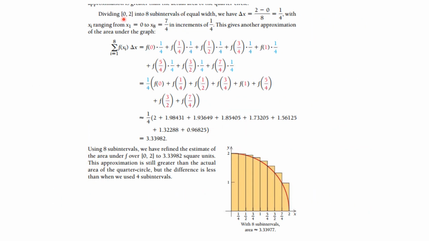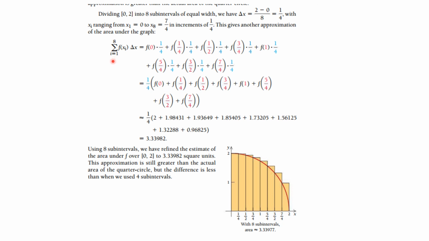Let's increase the number of subintervals. This time, let's slice the interval from 0 to 2 into 8 subintervals of equal width. Then delta x is equal to 2 minus 0 divided by 8, or 1/4. You see we're making these intervals smaller. And so then we're going to have these endpoints here. It's going to go 0, 1/4, then 1/2, 3/4. You see we're adding a fourth each time, and we end up at 2.